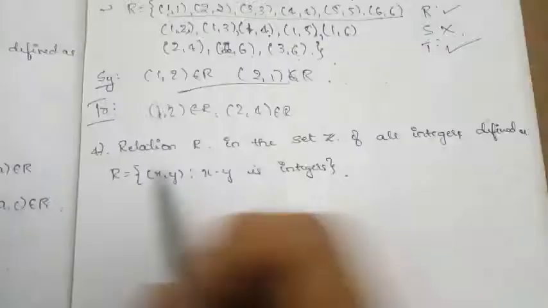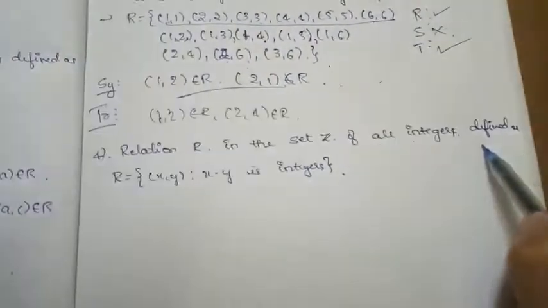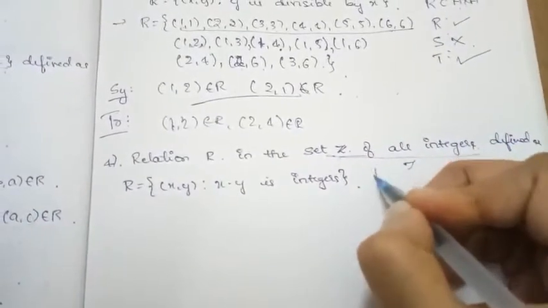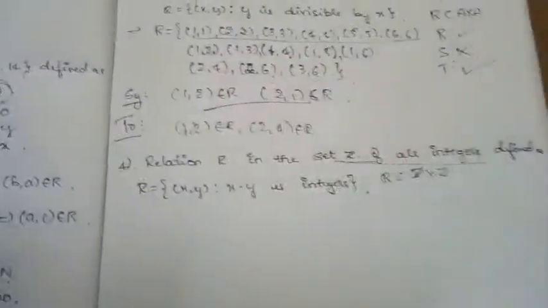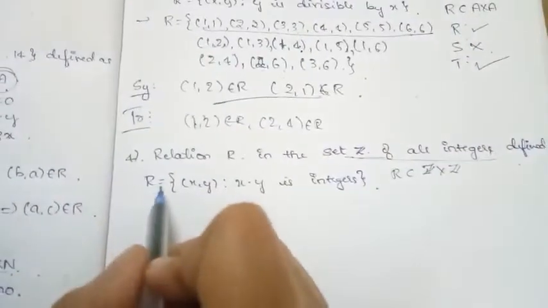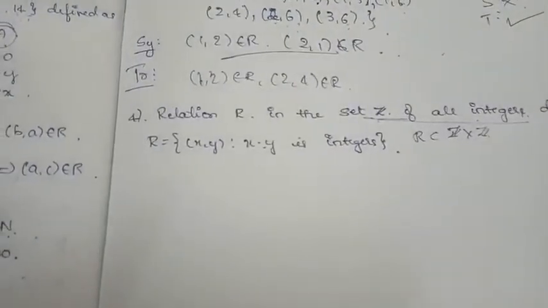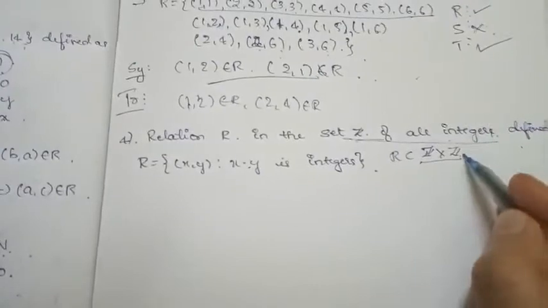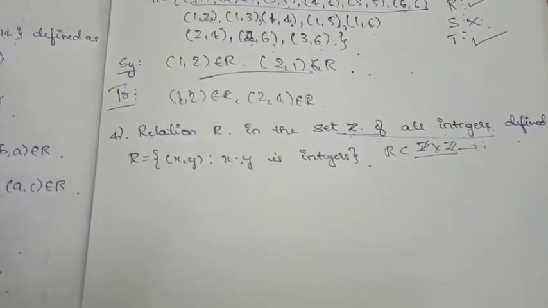So the next question: relation R in the set Z of all integers. Here set Z is the set of all integers. Our relation is defined on the Cartesian product Z cross Z. It is defined as R equal to {(x, y) such that x minus y is an integer}. As I said, our Z cross Z, the Cartesian product, is infinite.